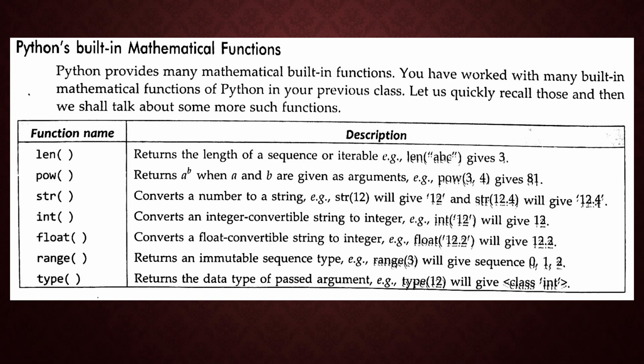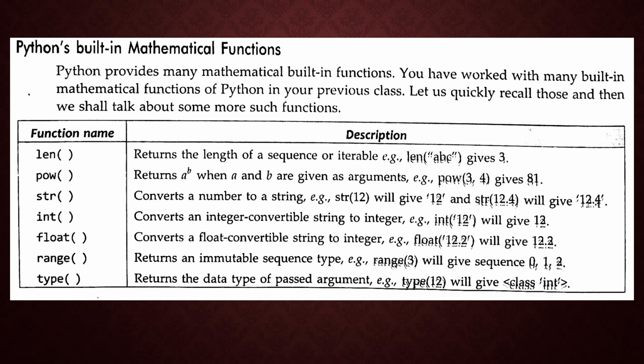pow(a, b) gives a to the power b, when a and b are given as arguments. See here, the pow function can be used: pow(3, 4) gives 81. Next, the str function converts a number to a string. Str of 12 will be converted to a string and will give '12', and str of 12.5 will give '12.5'. Actually 12 is a number, but here it is considered a string.